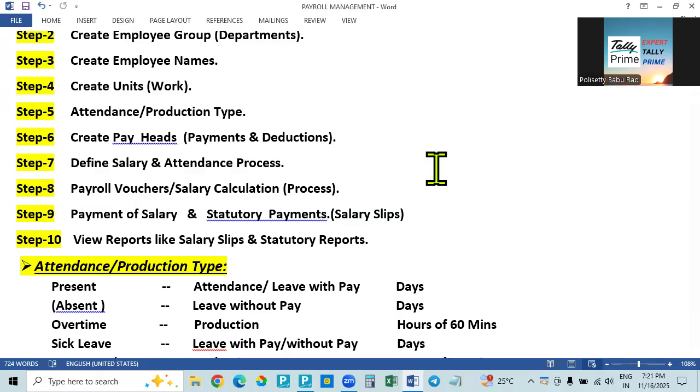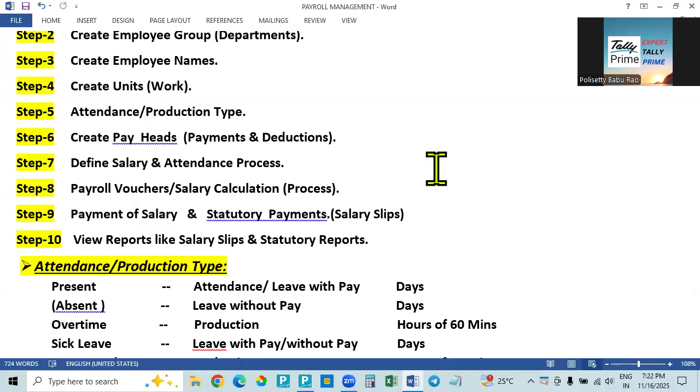Payroll vouchers mean salary will be calculated and processed: normal salary, user defined salary, and contributions by the company. Deductions are made, and contributions are made from our pocket. This is called processing the salary, which is also called calculation. Salary will be processed, user defined will be processed, and then other statutory contributions also will be processed.